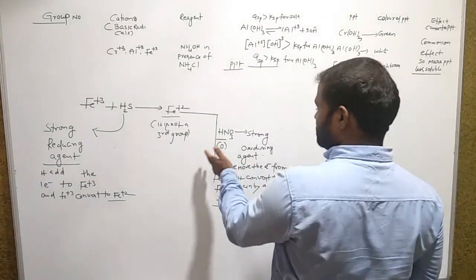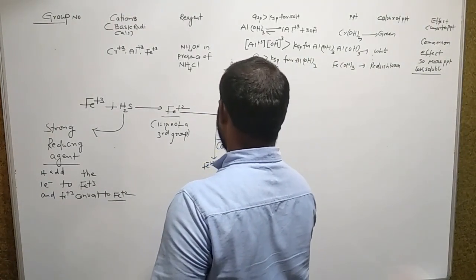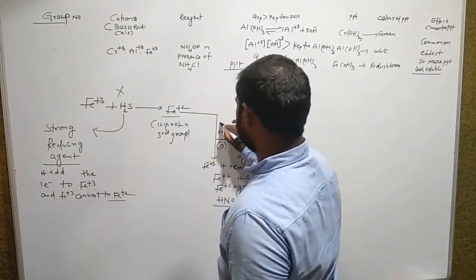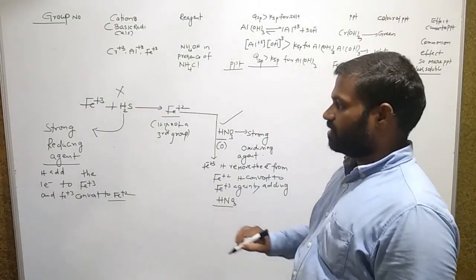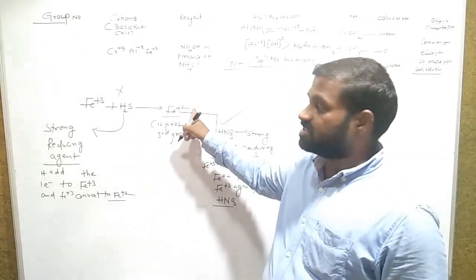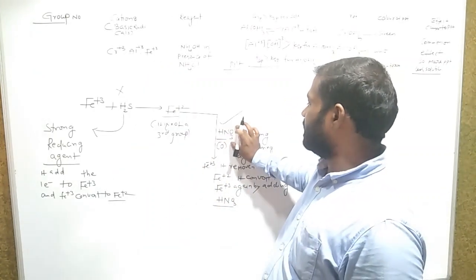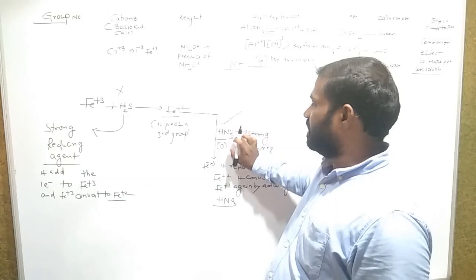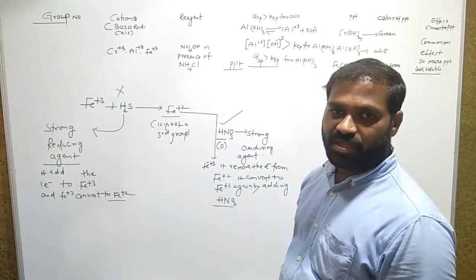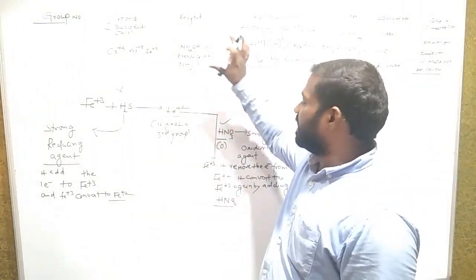For getting Fe plus 3, this condition is not good. Due to H2S, it converted to Fe plus 2. But what we need is Fe plus 3. So for that purpose, we add a strong oxidizing agent. It removes the electron from Fe plus 2, and again it becomes Fe plus 3. Then we go for third group analysis by adding this reagent.